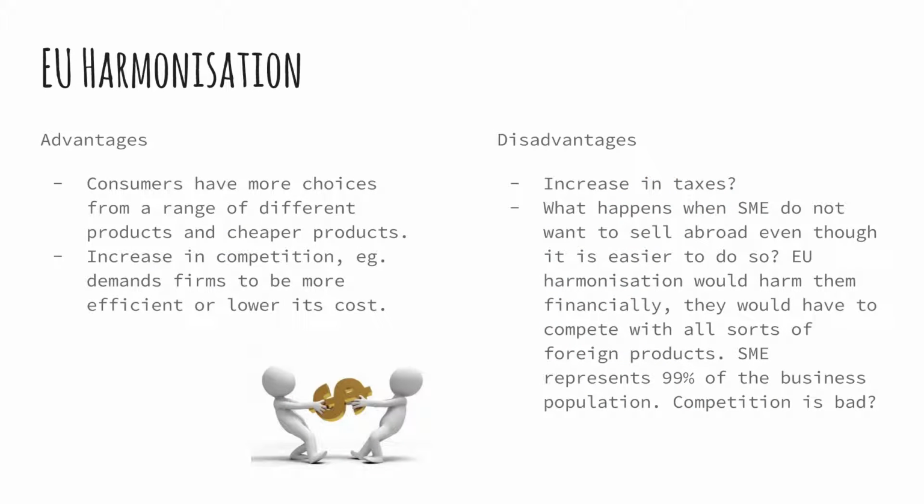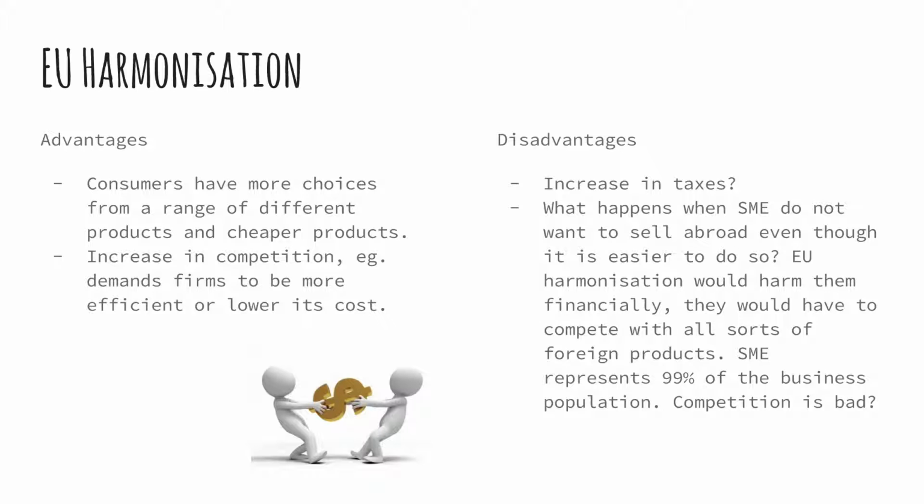EU harmonization. However, once the prices have dropped and there is an increase in supply of goods in general, which we just explained in the shift in supply curve, the advantages would be that consumers would have more choices from a range of different products. Consumers would also benefit from the drop in prices of goods in general within the EU. Furthermore, this would increase competition between firms. Since prices have dropped and supply has increased, firms would have to be more efficient in their money distribution or have to lower their costs and price to compete with other firms.